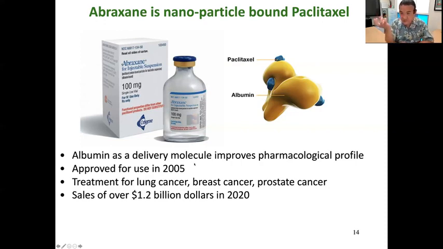And because this is a new formulation, because technically speaking, this is a new chemical form, right? You have an albumin protein with paclitaxel on purpose put on it, right? As a result, you can copyright this again, right? This is where things get really crazy because it is a new chemical structure, right? So Abraxane was approved for the treatment of lung cancer, breast cancer, prostate cancer. And as of last year, 2020, the sales of Abraxane are over $1 billion per year.